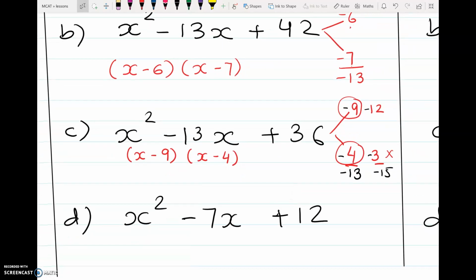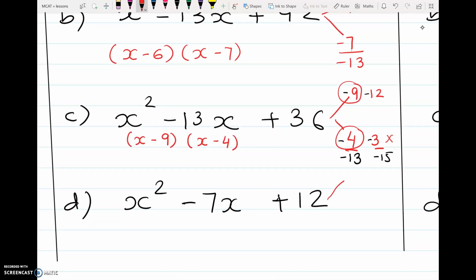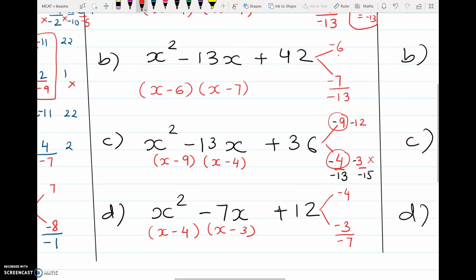Let's look at the last example, which is negative 4, negative 3. I did it quickly because we already looked at the examples above. Both are negatives. Both the factors are negative. So it gives us x minus 4 and x minus 3. So these are your factors. They multiply to 12 and add to negative 7.